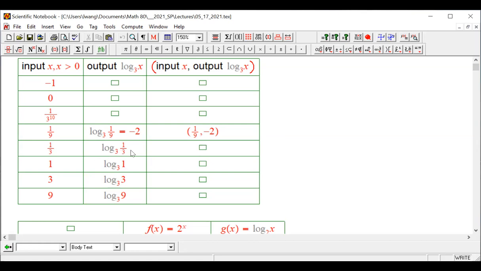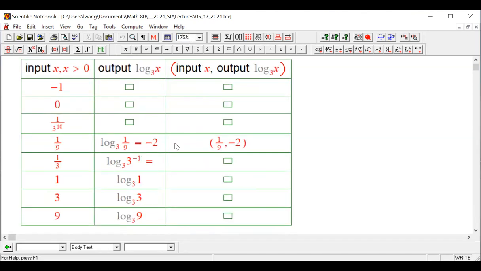So what is log base 3 of 1/3? What does that equal to? We know that 1/3 equals 3 to the power of -1. By this time, you probably have figured out how I have chosen the points the way I did, because I want to make the calculation easier. So now this is going to be -1.